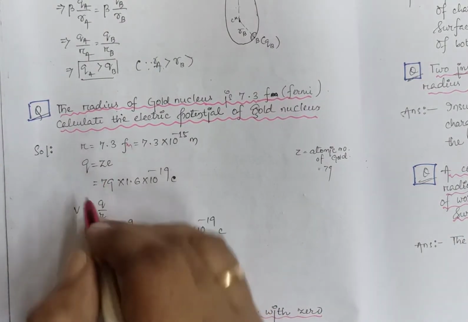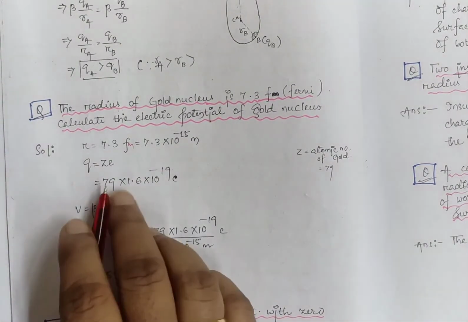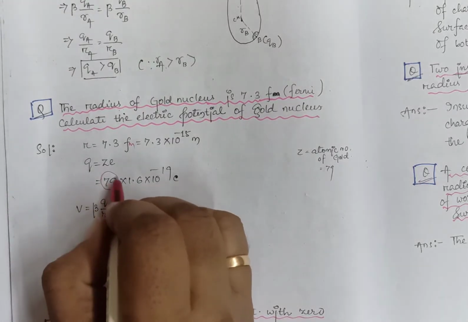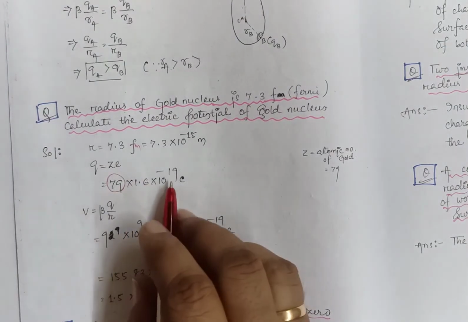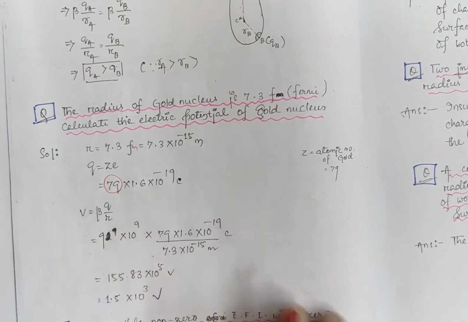First, you should know the charge of the gold nucleus. This is the charge of the nucleus, Z into e. Z means number of protons inside the nucleus. For gold the atomic number is 79, and the charge of each proton is the same as the charge of an electron, 1.6 into 10 to the minus 19 coulomb. And the formula is V is beta Q by R.